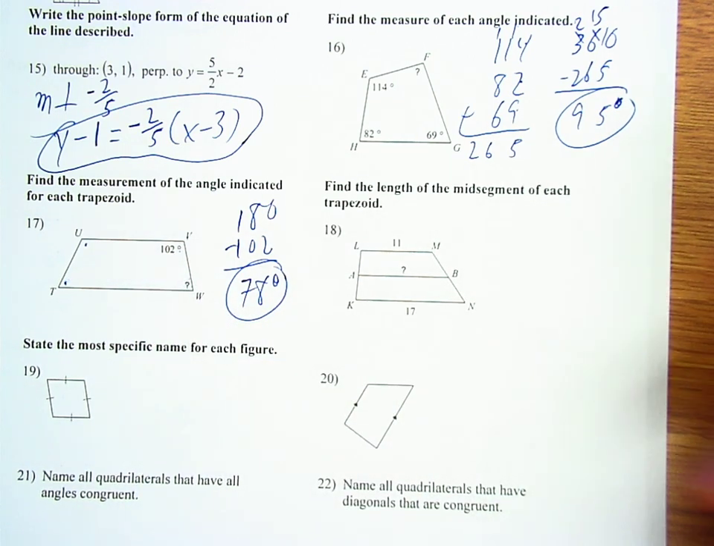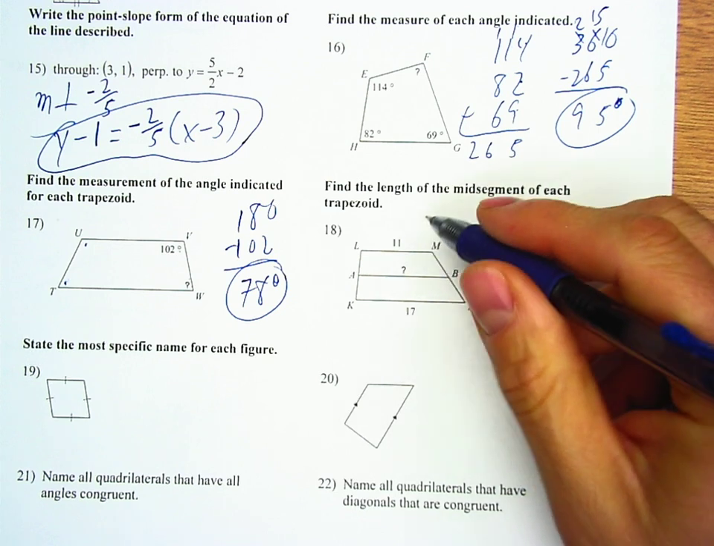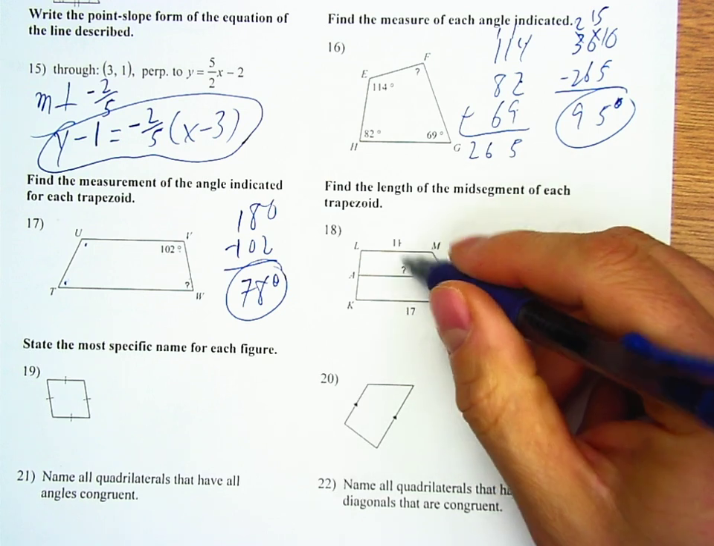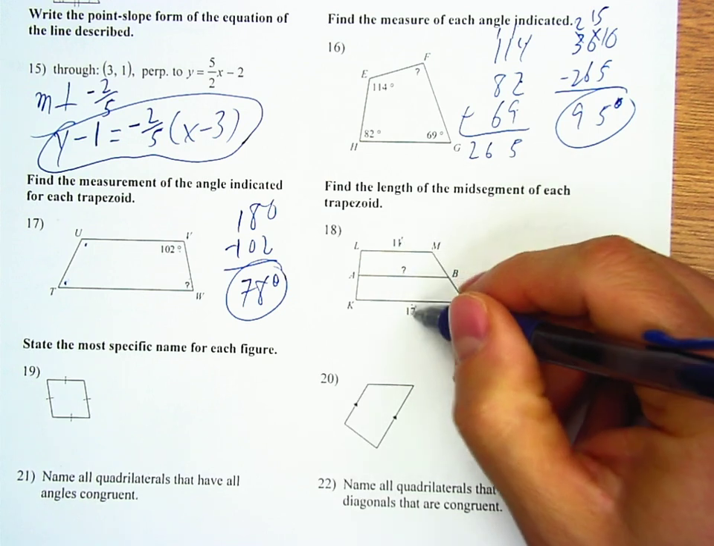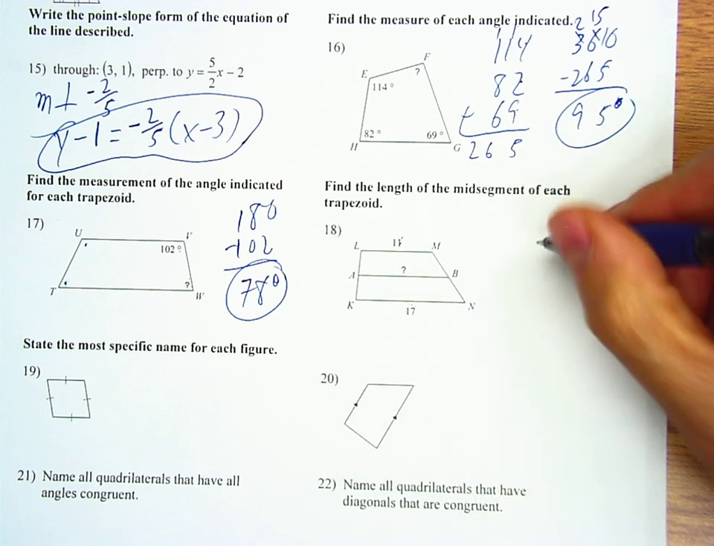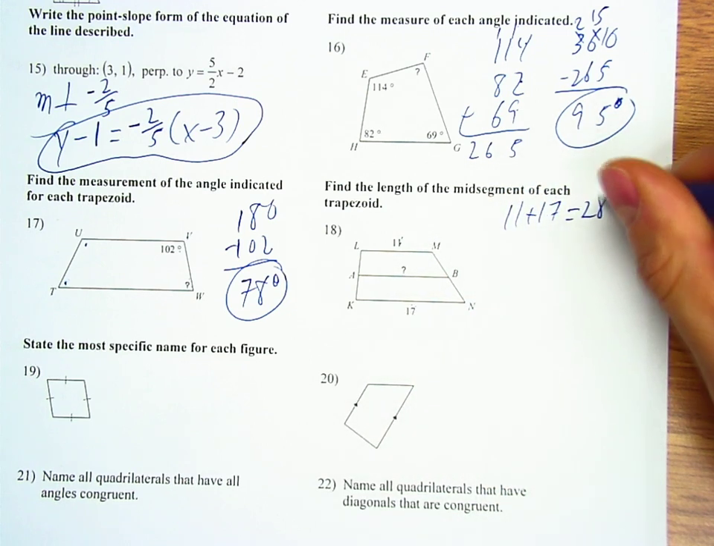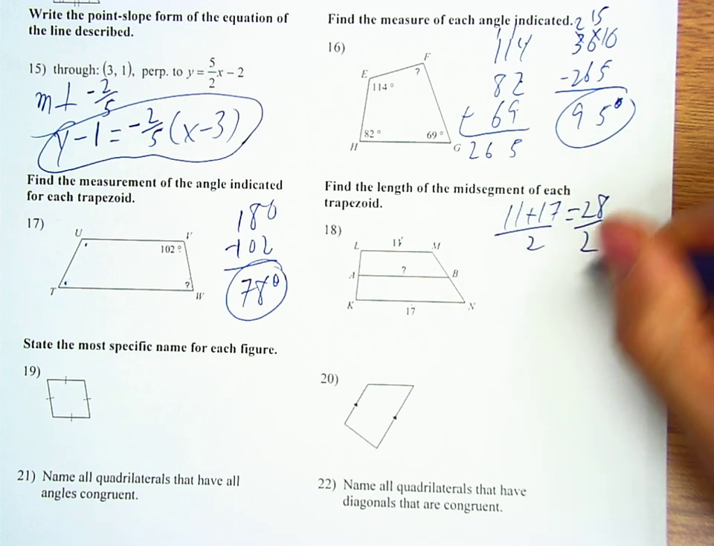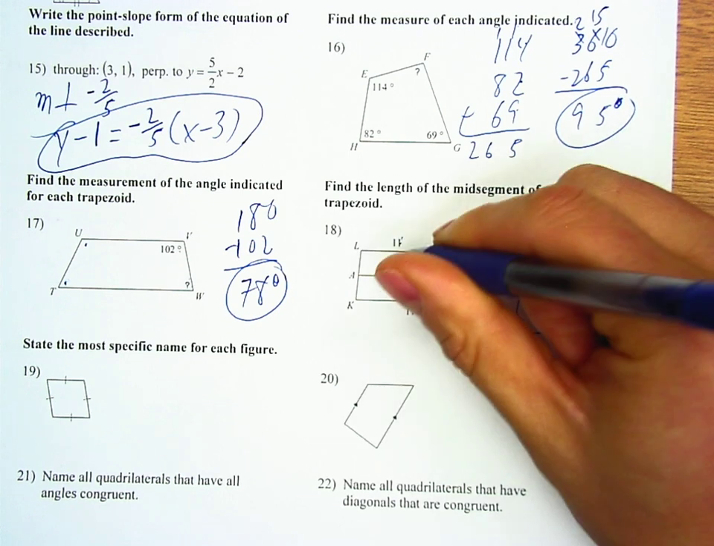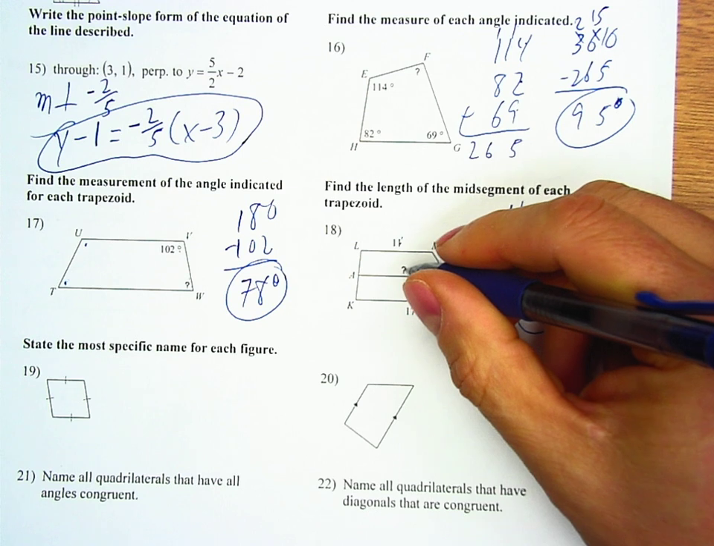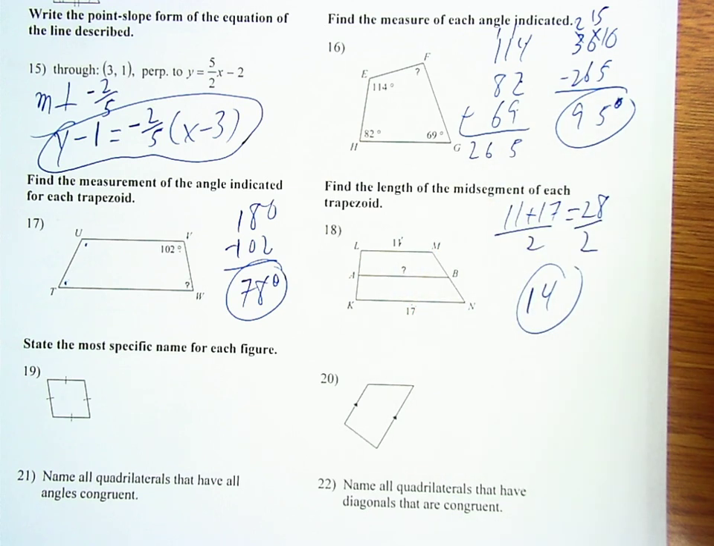All right, question 18, mid-segments on a trapezoid. The mid-segment, again, is half the length of the sum of the two other segments, the top and the bottom. So if 11 and 17 are added together, they make 28. And if I cut that in half, I'll get the mid-segment length, which is 14. Halfway between 11 and 17. 3 more than 11, 3 less than 17 is 14.